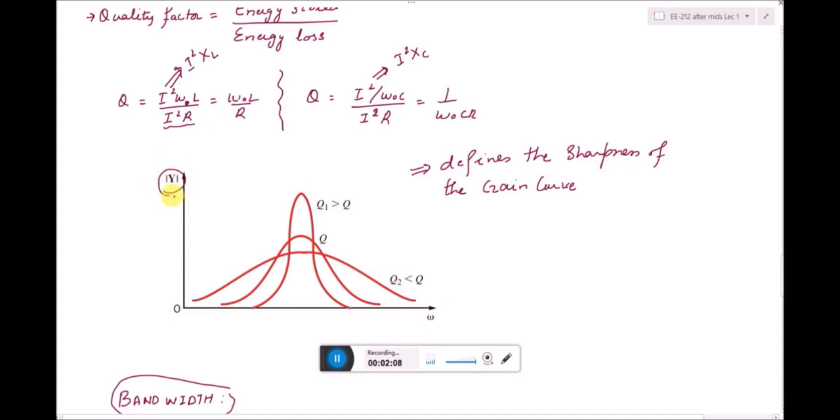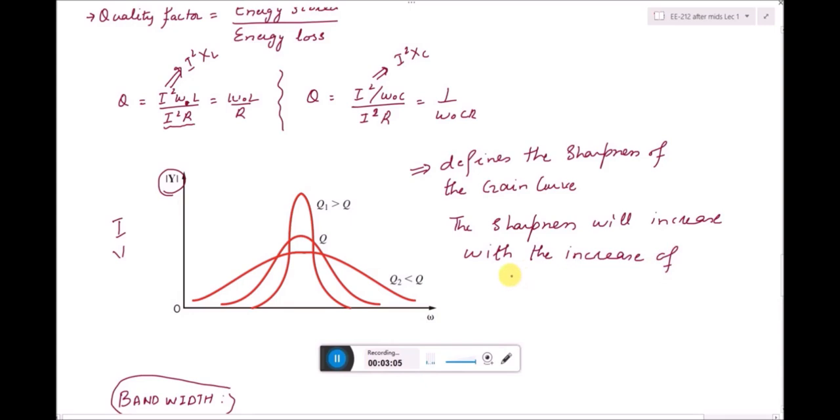So here it is using the admittance magnitude, but it can be current or it can also be a voltage gain. So it actually just defines the sharpness of the gain curve. Sharpness will increase with the increase of quality factor. So if the Q value increases, the sharpness will increase.